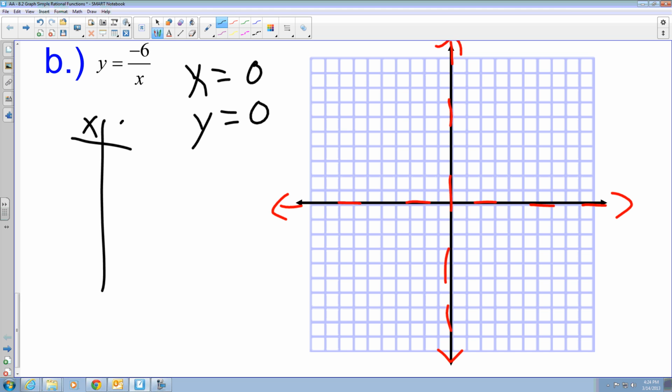Next, I'm going to make my x and y chart. Here, I'll just use, again, -3, -2, -1, 1, 2, and 3. And the values I got for -3, I got 2; -2, I got 3; -1, I got 6; 1, I got -6; 2, I got -3; and for 3, I got -2. So I get to plot these points. I'm going to go -3, 2, -2, 3, and -1 and 6.